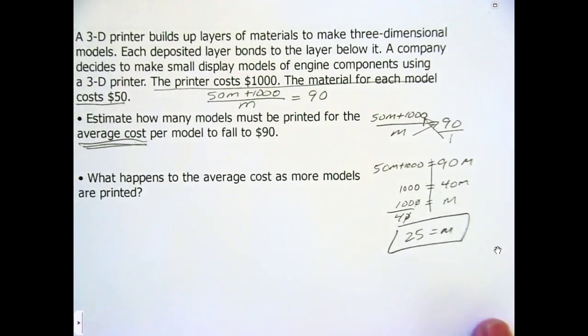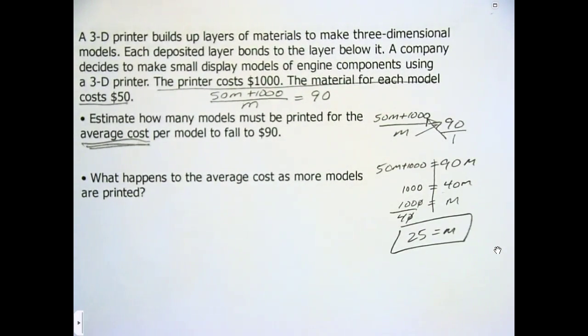Now I'll tell you, if you actually look through this in the textbook, they tell you to use your graphing calculator, throw it in there, use the trace feature and all that. You shouldn't have to do that. You could solve that algebraically. What happens to the average cost as more models are printed? Well, what's going to happen to this cost?